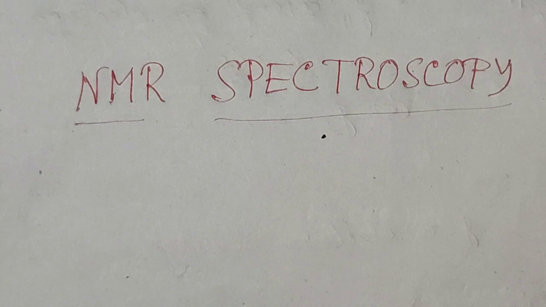This is my third video on NMR spectroscopy. Previously I have uploaded two videos on this topic, which were based on how to calculate chemical shift value or coupling constant value for organic compounds, and how to calculate the Larmor frequency of NMR active nuclei. The second video was on structure elucidation of organic compounds.